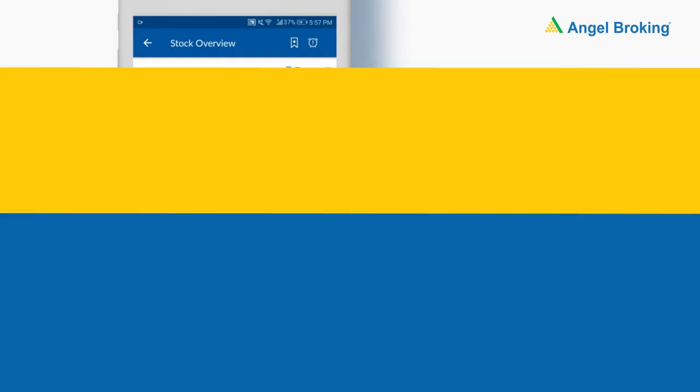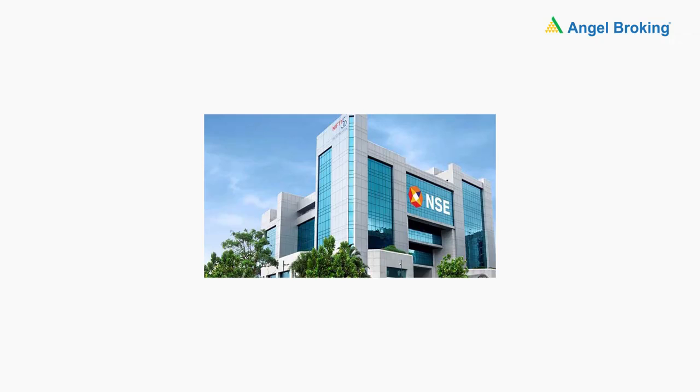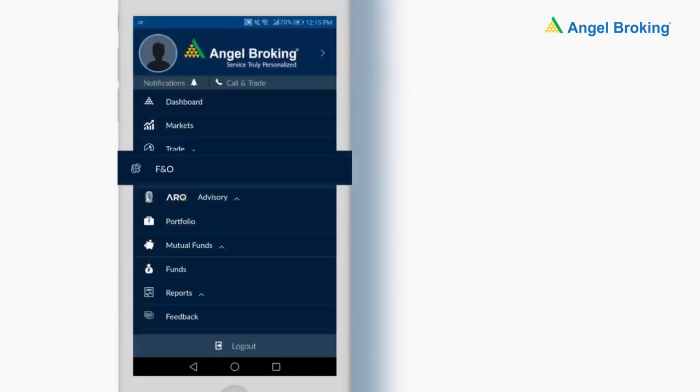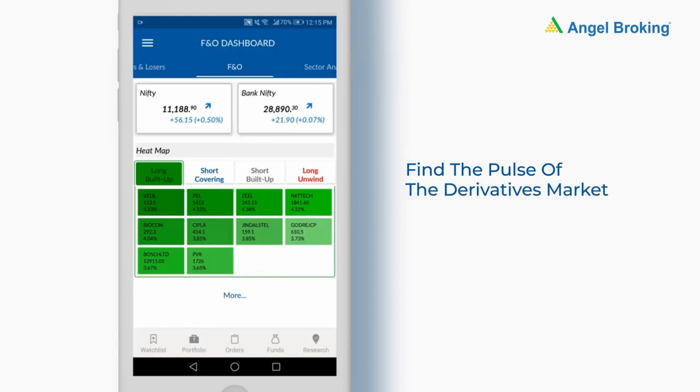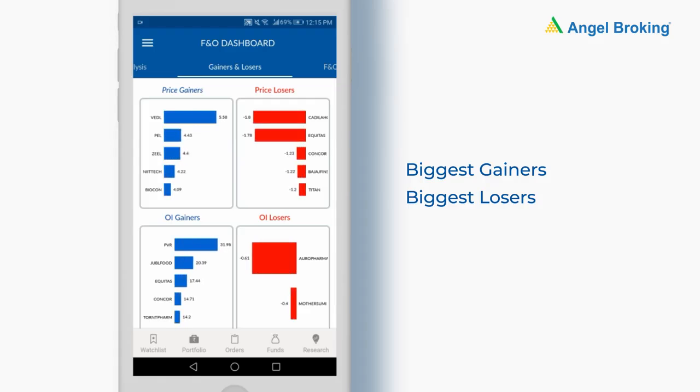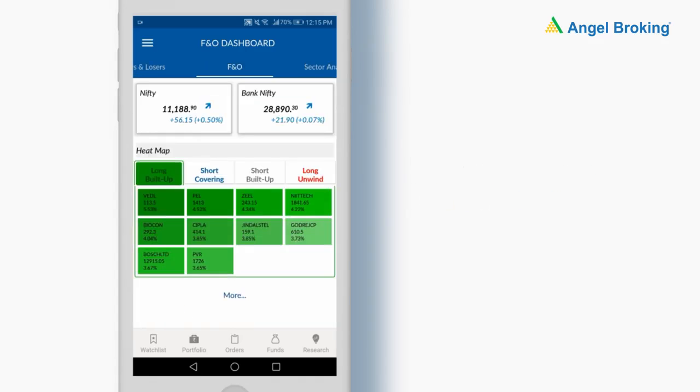In 2019, NSE executed more derivative trades than any other index in the world. The Angel Broking app gives you the latest updates in the F&O, that is, the futures and options market. You can see the biggest gainers and losers at a glance based on price and open interest. The F&O dashboard gives the customers a single view on which scripts are doing well and which scripts are failing, to take an informed decision on the markets.